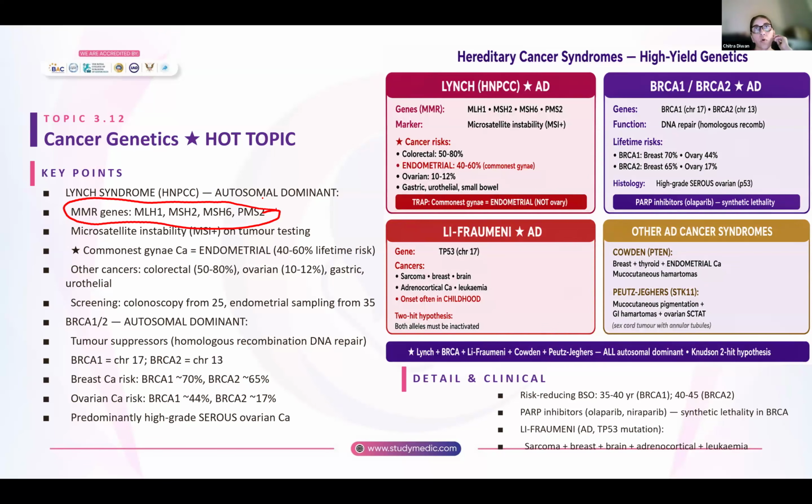Other cancers that are common are colorectal cancers, 50 to 80%. Ovarian is a little bit less as compared to BRCA. And you can get gastric or urothelial cancers.